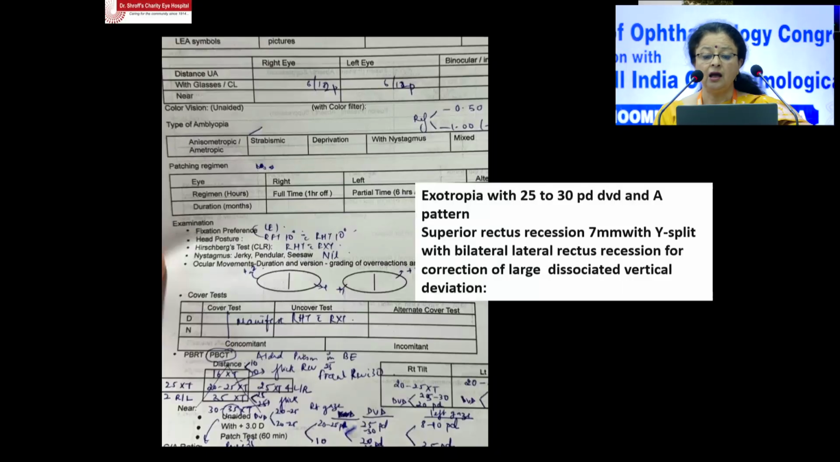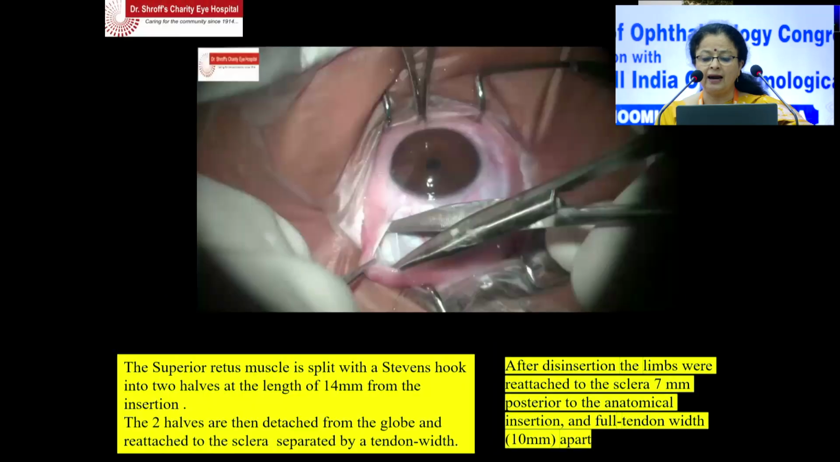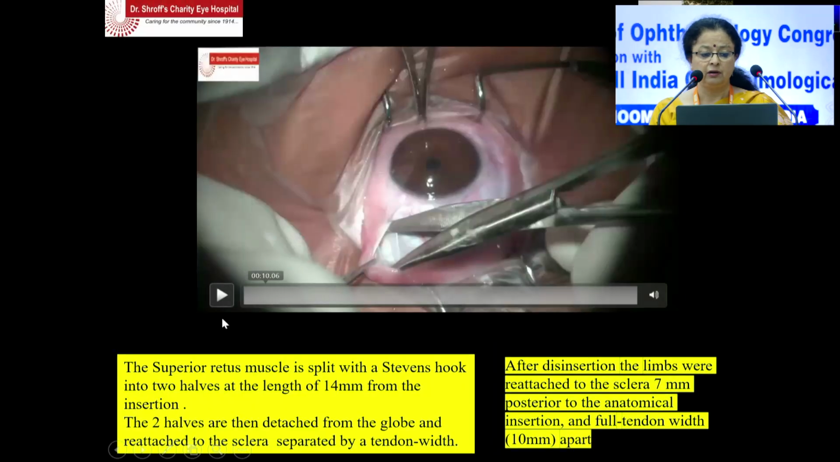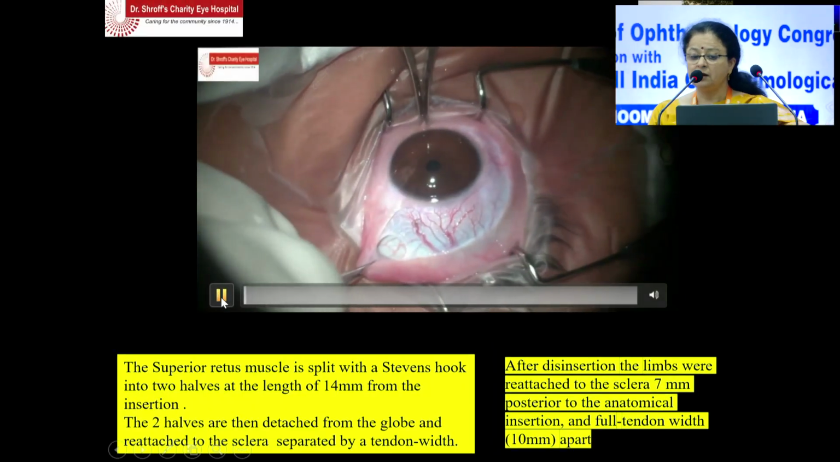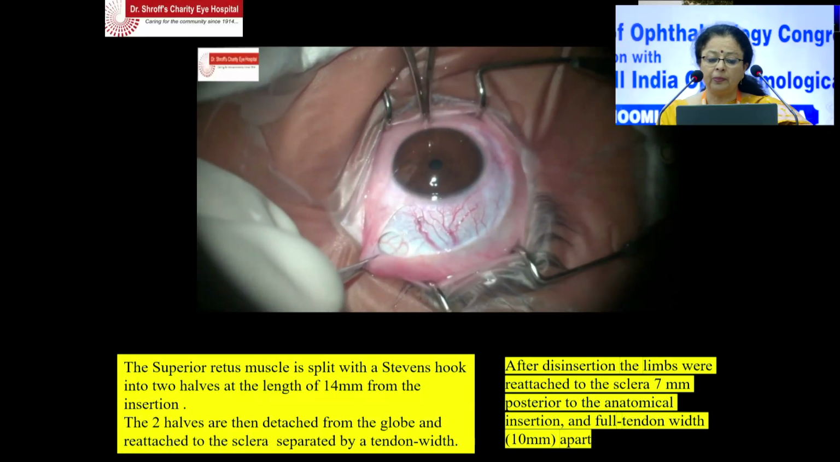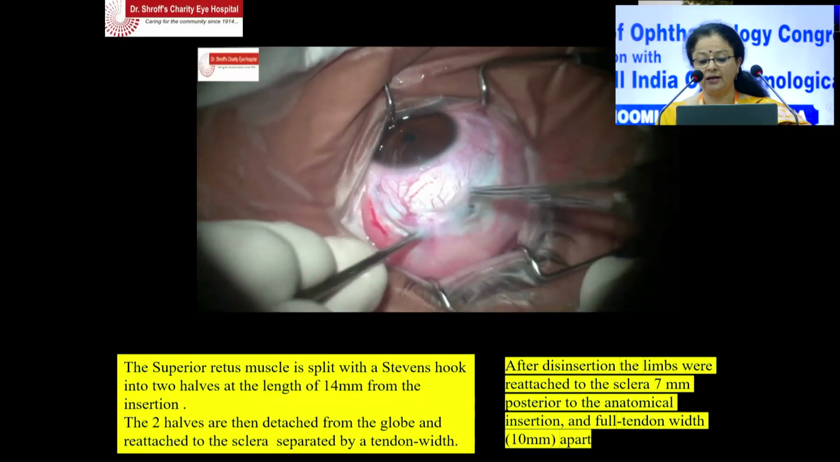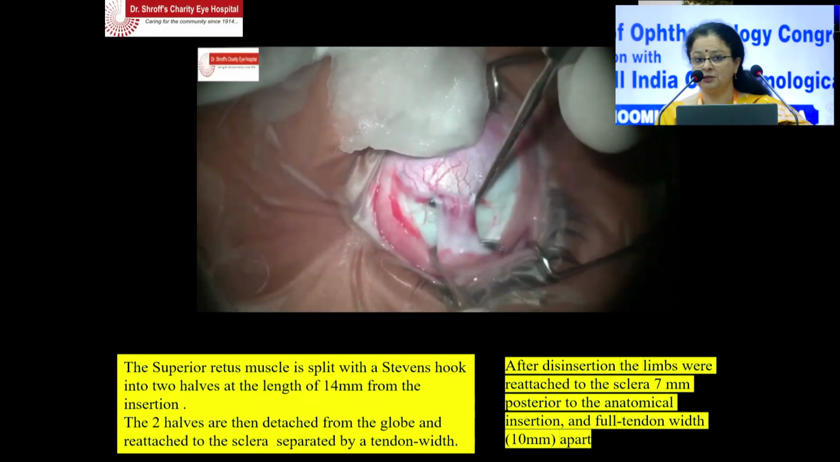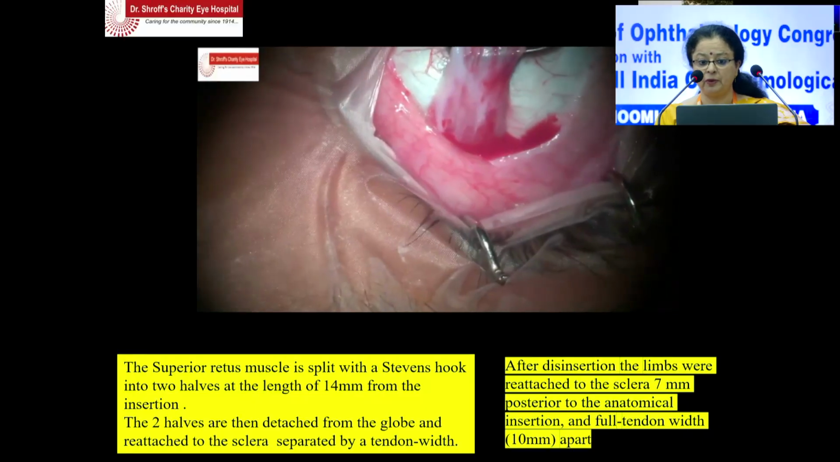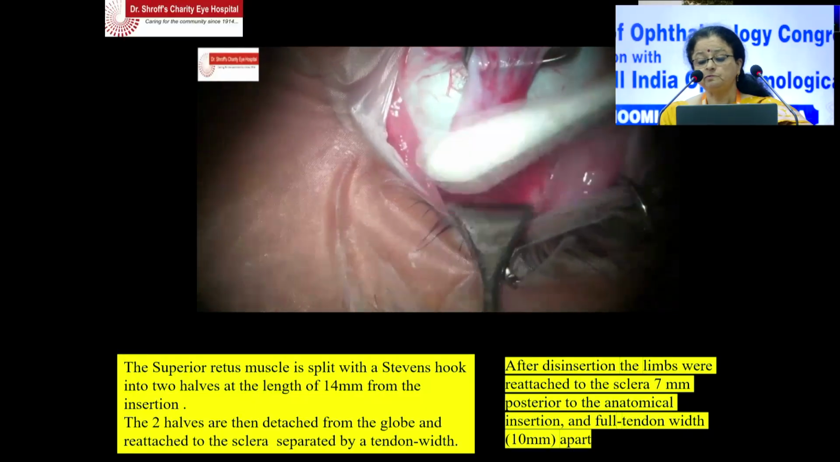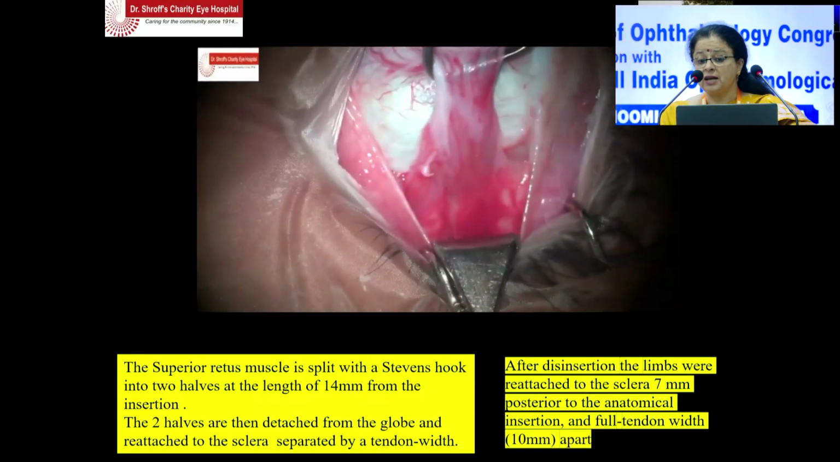So the Y split procedure: we had an exotropia of 25 to 30 PD, DVD, and an A pattern. The A pattern is not large, only around 15 to 16. So we planned a bilateral lateral rectus recession with a superior rectus Y split. I found only 2 papers published on this procedure, one in preprint and one published paper, so I was wondering what the results could be.